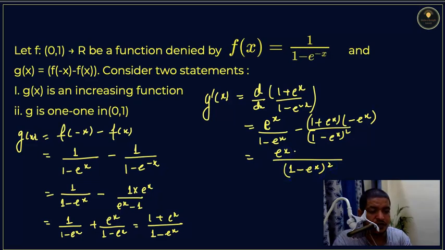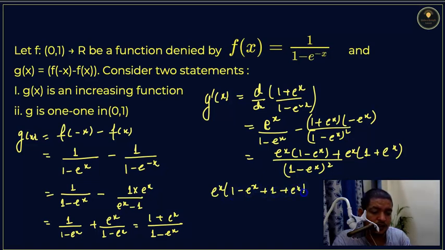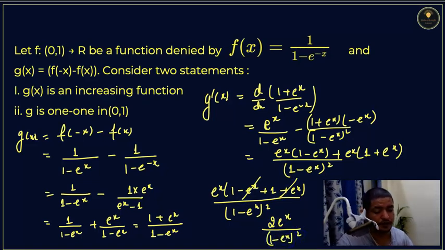Here you will write it as e to the power x times 1 minus e to the power x, minus minus will become plus, and this value will become 1 plus e to the power x. If I take e to the power x common from here, you will get 1 minus e to the power x plus 1 plus e to the power x. I will write it like this, and the denominator will be as it is, 1 minus e to the power x to the whole square. This value can cancel this value, and you will get 2 times e to the power x upon 1 minus e to the power x to the whole square.